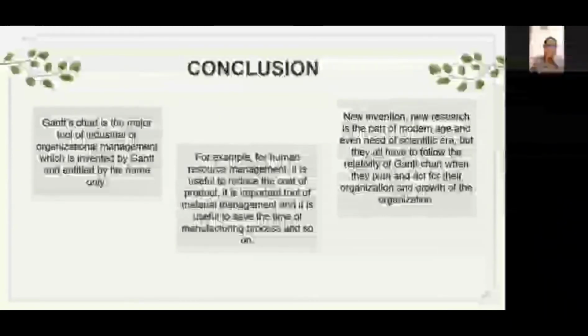Next, the invention and new research. It is a part of the modern age and the scientific era, but they all follow the concept of the Gantt chart, where they plan and act for their organization and the growth of the organization. And it is very clear that the Gantt chart is very useful nowadays.